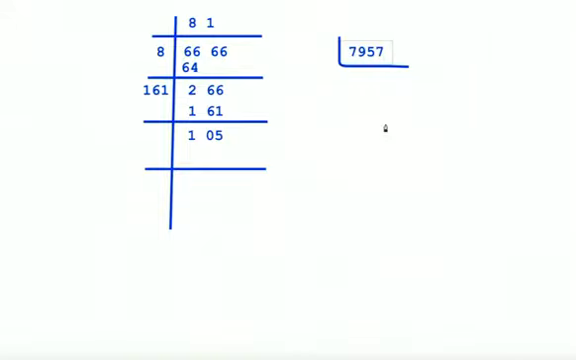Then what else is remaining? 14, 15, 16, 17. Will it go by 17? No, it won't go by 17. Will it go by 19? It won't go by 19. 21, 23 we have to try. 23. It won't go by 23.